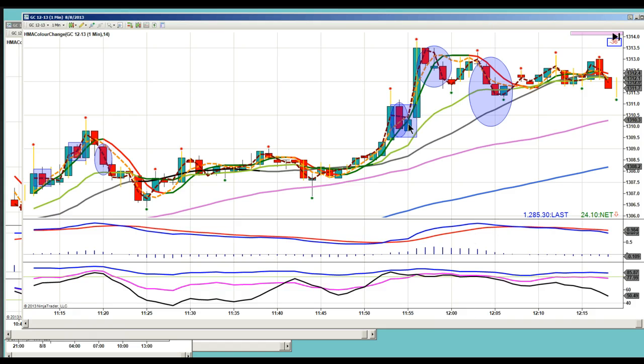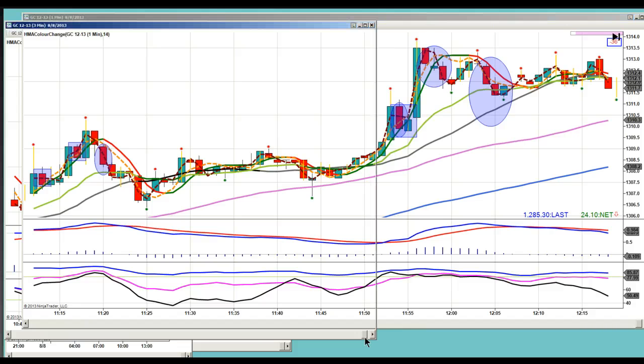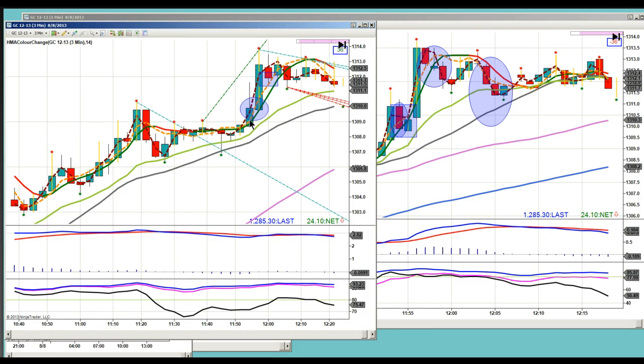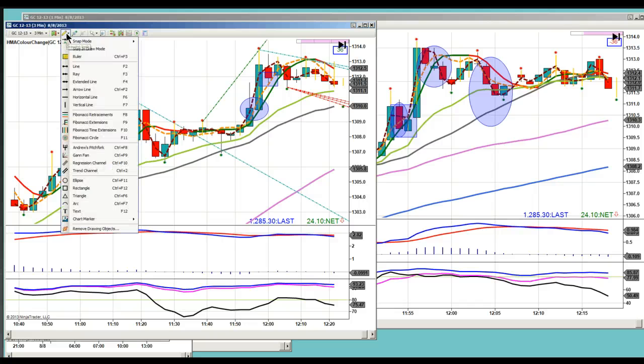The difference between the fake out square and the first circle here is all about the 3-minute HMA. Has the 3-minute HMA caught up to the price? So if we look at, let me do this so you guys just keep it consistent.